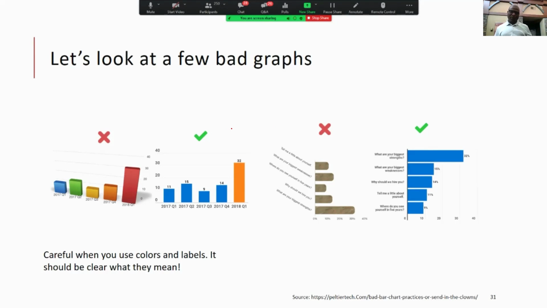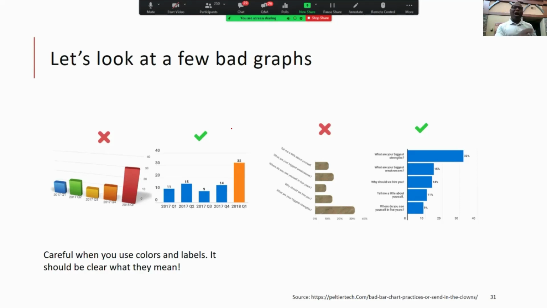Now, this is another one. The problem here with this slide, and that's why simplicity is the most important rule in any of this, in graphical displays.